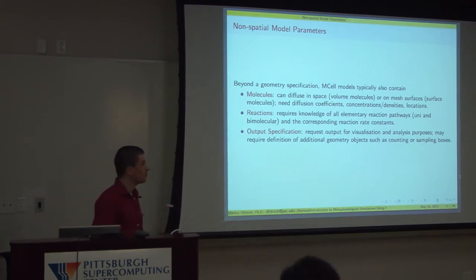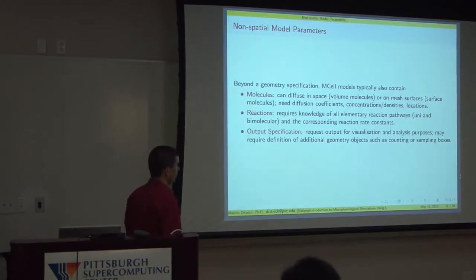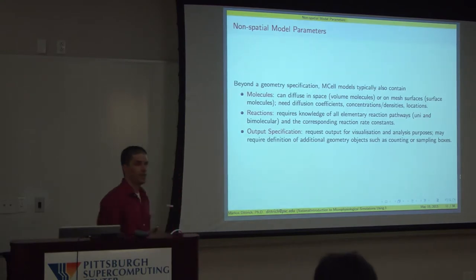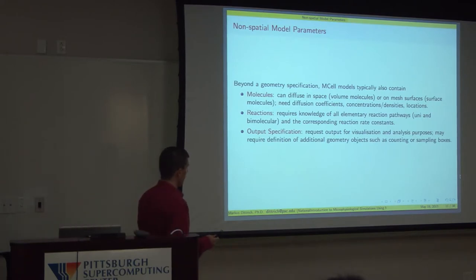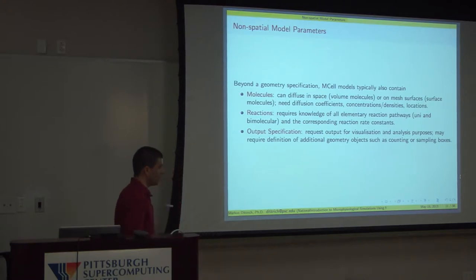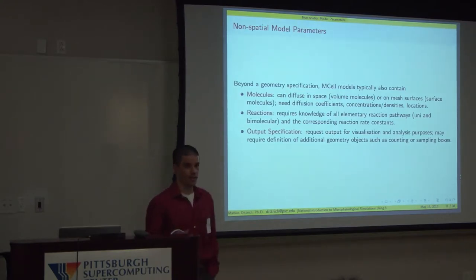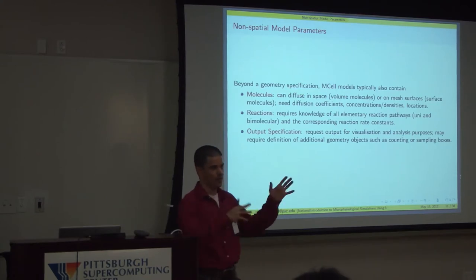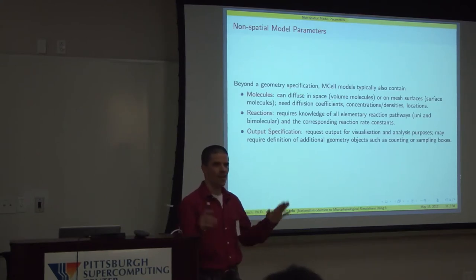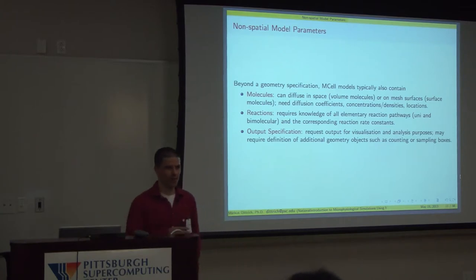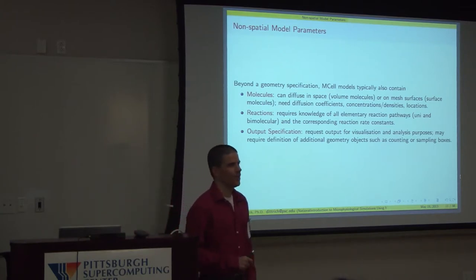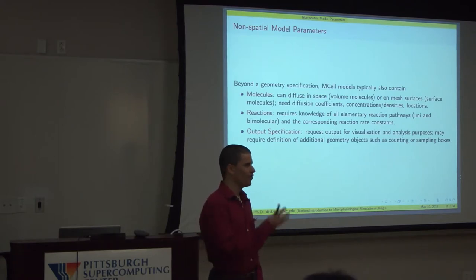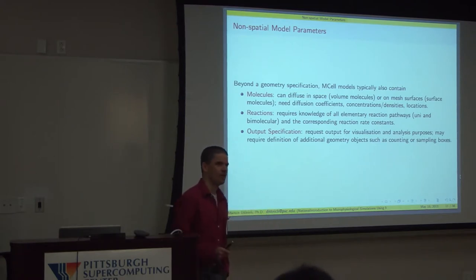Okay, so we have molecules, reactions, and the third important part is you have to specify what kind of output you want from your simulation. And there's two kinds of output that you can request during an MCell simulation. One is visualization output, data that you can actually look at in CellBlender to see where your molecules are diffusing, if everything looks fine and you placed the right molecules in the right compartments. And you may want to make a movie for a presentation or something, which you can also do in CellBlender.